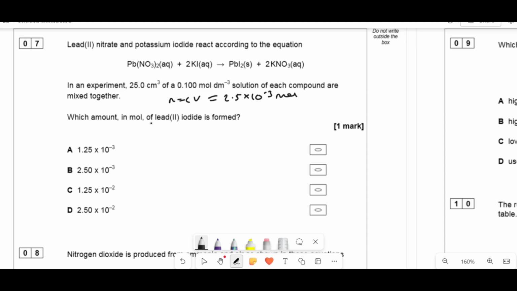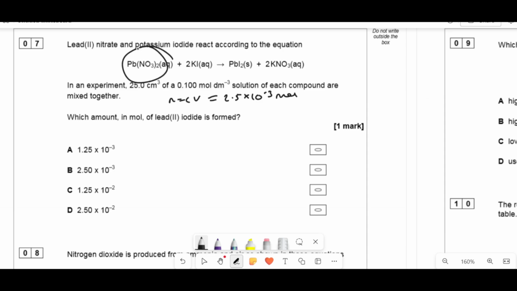So then it says how much lead iodide are you going to make? So you've now got the moles of this and this, right? Now here, can you see how that's in a 2 to 1 ratio? If we have 2.5 times 10 to the minus 3 moles of this, we have excess of that for this reaction because you only need half of that, right? So 2.5 times 10 to the minus 3 of this will react with half of that, which would be 1.25 times 10 to the minus 3.